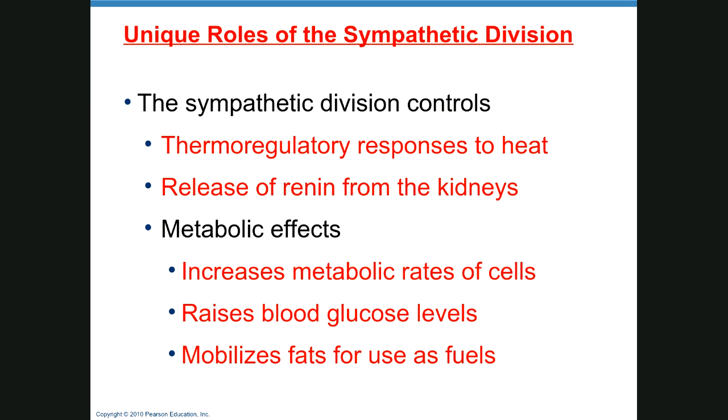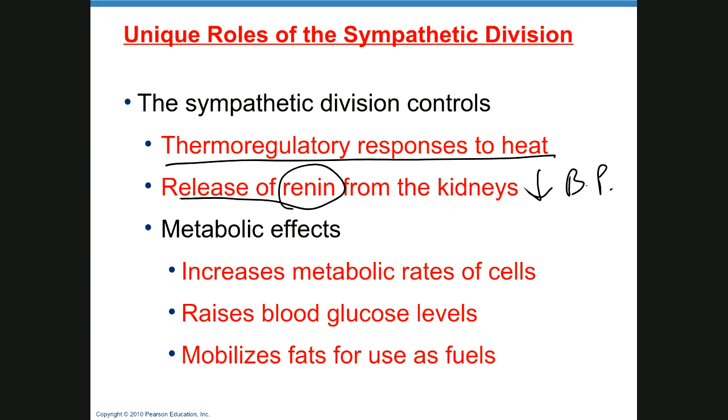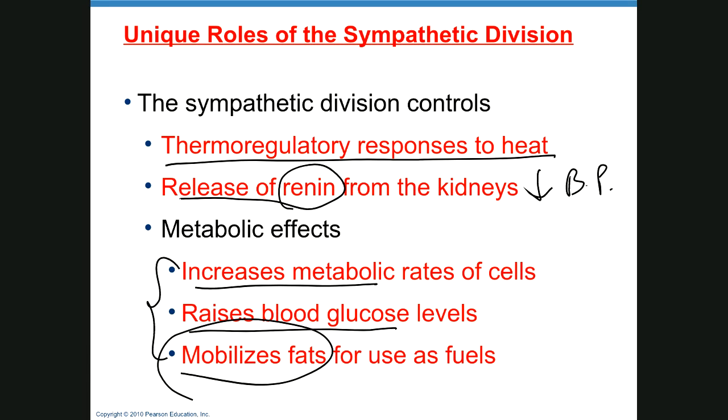So the sympathetic nervous system, by controlling the sweat glands, is going to control the thermoregulation response to heat. By innervating the kidneys, it is going to control the release of a hormone by the kidneys called renin, which actually raises blood pressure. And this will make sense when we look at the kidneys next semester. Metabolic effects of the sympathetic nervous system: increases metabolism in cells, raises blood sugar levels, and mobilizes fat for use as fuel. Again, we get ready to run, flight, or fight.